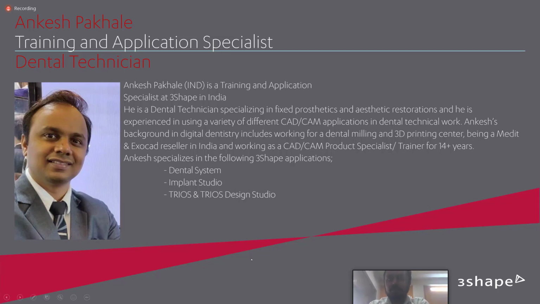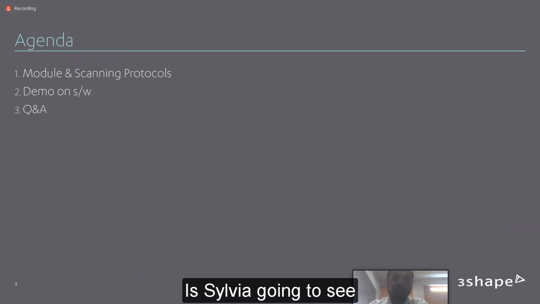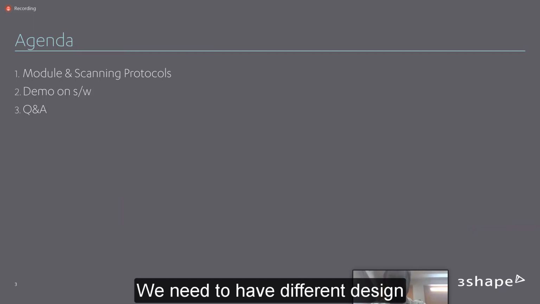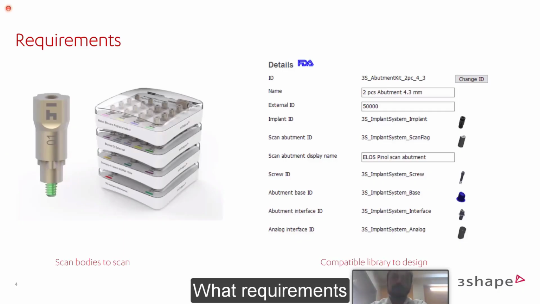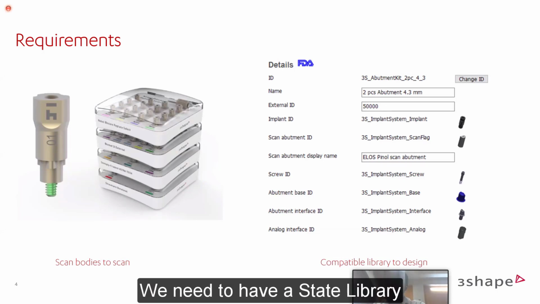At times, this Zoom PPT acts a little slow. Today's agenda is to see what requirements we need to have to design a bar with the software. We'll see a demo and then we'll check. We definitely need a dental system software to design it. This slide is again from the previous webinars I have conducted, but definitely these are the requirements you need. You need to have the scan bodies, either from the clinical aspect for a dentist or from the laboratory aspect for a lab. We need to have the same compatible libraries built into the software.